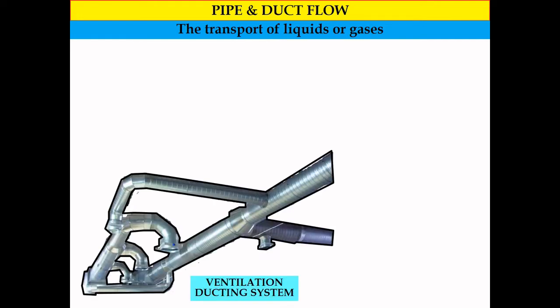So now this is the final part for chapter number 4, where we will discuss pipe and duct flow. Pipe and duct flow, normally this device or system is used to transport liquid or gases. For example, here we have a ventilation ducting system, normally used for the air conditioning system.